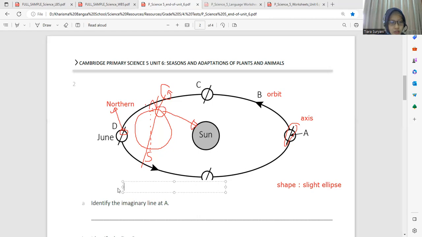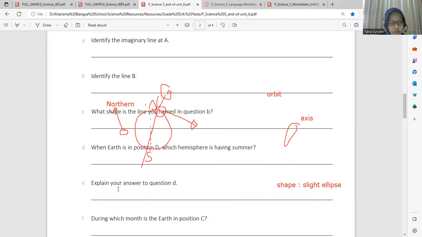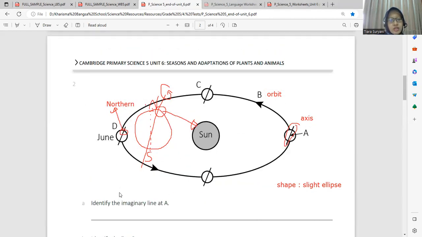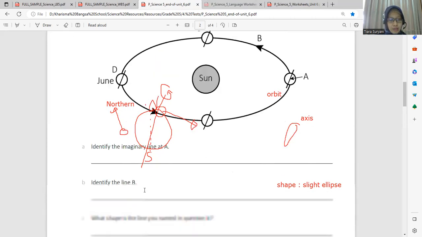And then the next question, explain your answer to question D. Okay, just explain that based on the Earth axis, the northern hemisphere is facing the sun, or let's say the North Pole is facing the sun. So it means the northern hemisphere is experiencing a day longer than the southern one.